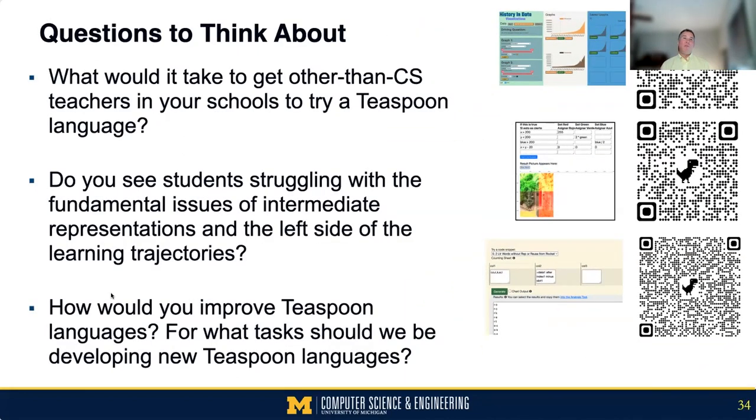Okay, and now, here are the questions that I would love for you all to think about in your discussion section and then give me feedback on. These are really hot research questions for me, and I'd appreciate your insights. So first, what would it take to get other than CS teachers in your schools to try a teaspoon language in their class? Second, do you see students struggling with these fundamental issues of intermediate representations that we're describing, the things which are the left side of the learning trajectories in Diana Franken's group? And third, how would you improve teaspoon languages? For what tasks should we be developing new teaspoon languages? And let me pause there and turn it back over to Diana to send us off into our discussions.